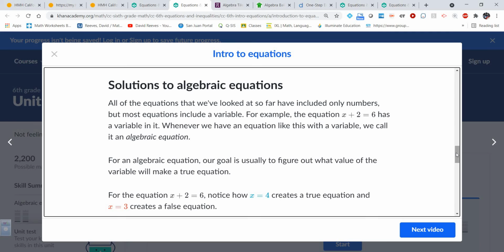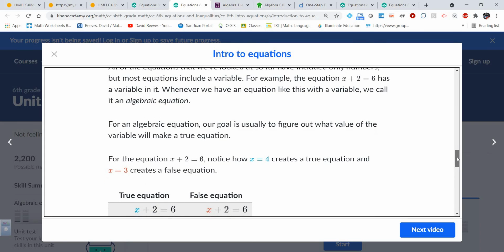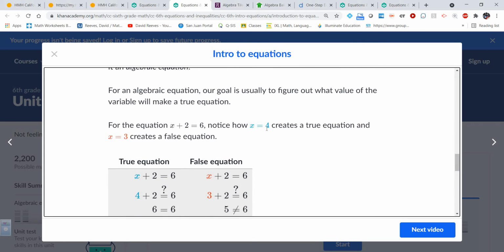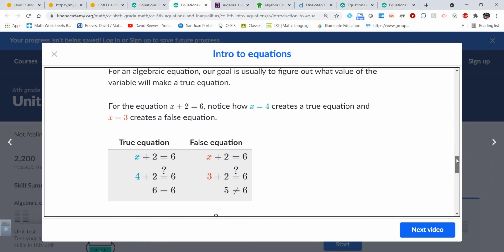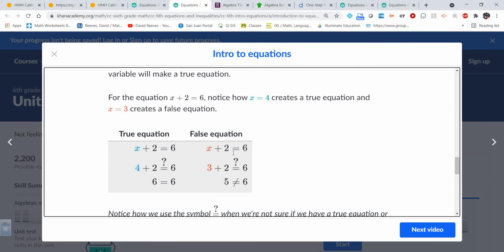When we have these algebraic equations, usually our goal is to solve them. And solving an algebraic equation is finding the value of the variable that makes that equation true. If you look at that equation, x plus 2 equals 6, you'll notice how x equals 4 creates a true equation. 4 plus 2 equals 6. You get a false equation when you put in 3. 3 plus 2 is equal to 5. 5 is not equal to 6.